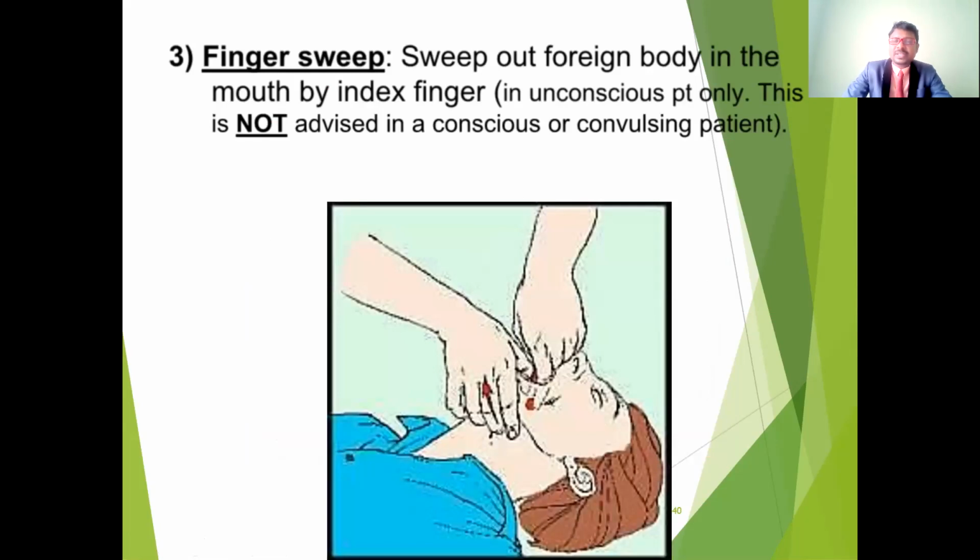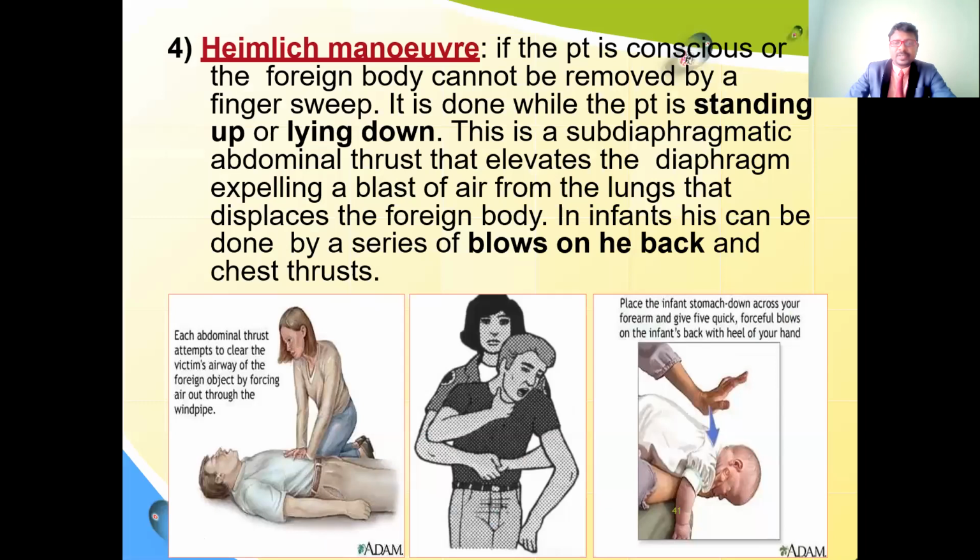In case of any obstructions, foreign body materials, or swallowing, we put a finger into the mouth and check for obstructions. If found, we remove the foreign body materials. Here we sweep out the foreign body from the mouth with the index finger, in unconscious patients only. This is not advised in conscious patients or convulsing patients. In conscious patients, they may swallow it, and in convulsing patients who already have seizures or fits, it may cause other problems. So we should not do it in conscious patients.